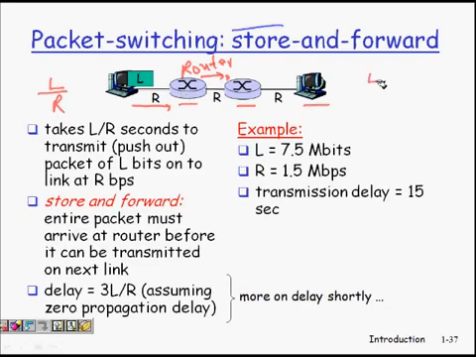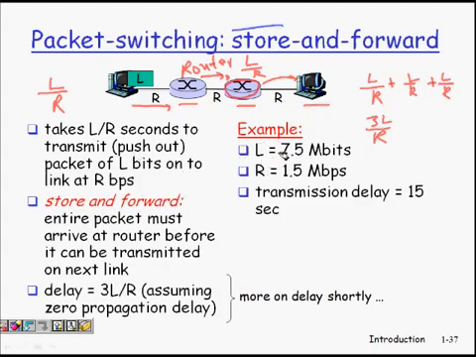Then when it is done, L by R time is taken. This router will now start forwarding, and it will wait here for L by R amount. So it will receive the complete packet, store it, then forward it to this one. So L by R is now utilized by this router. Again it will send it here, and this will take again L by R. So it becomes 3L by R. So that was the store and forward.